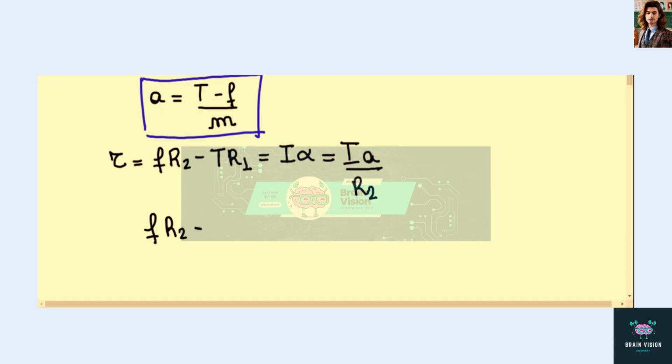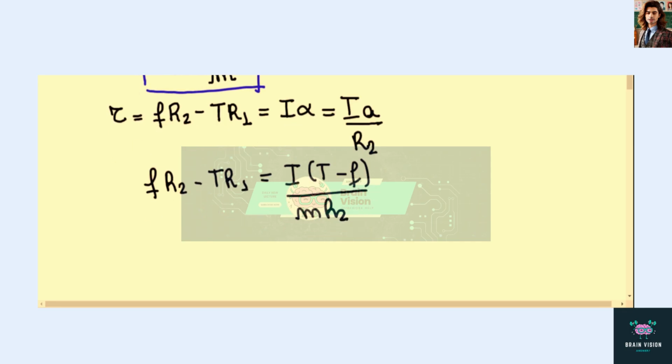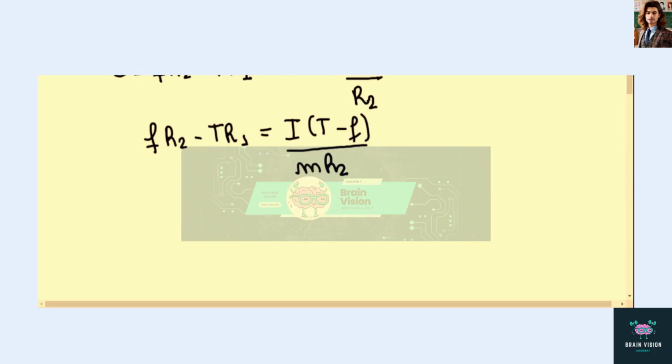So we have F R2 minus T R1. This is equal to I times A, which is T minus F divided by M. And now I'm gonna try to isolate F. First of all, I'm gonna multiply both sides by M R2. So I have F M R2 squared minus T M R1 R2. And this is equal to I times (T minus F).